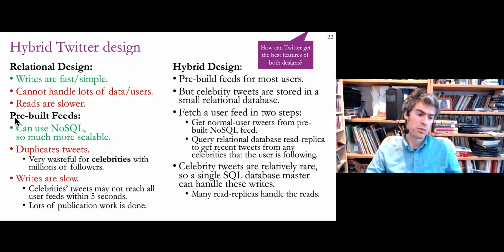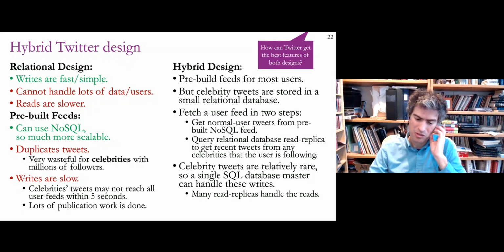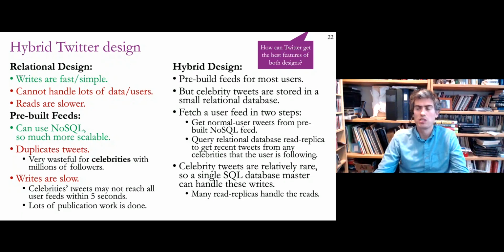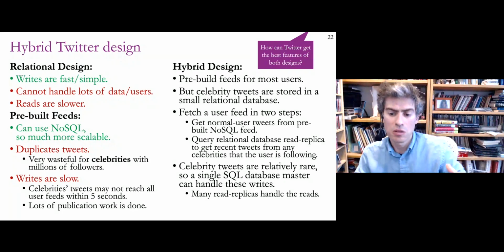And we want those to be stored in an accessible and scalable way, although they'll be accessed less frequently. So when I go in and fetch my feed, there actually are now two database actions that have to happen. First, I fetch my pre-built feed, which will include the tweets from mere mortal Twitter users. So from the people I follow who do not have a lot of followers, their tweets will have been copied into my feed in the NoSQL database.